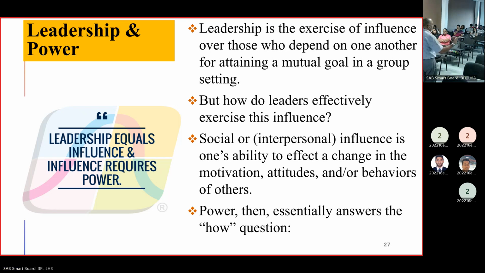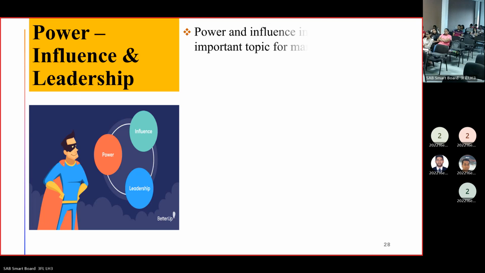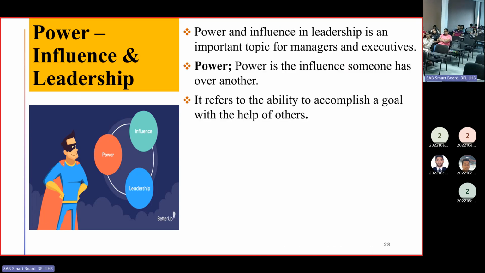So one is authoritatively, the position, the letter I call. The other one is by acceptance. Those are the two things I will discuss: position leader and emergent leader. So how do I apply the question? How do leaders influence others? So what is power? Power is the influence someone has over others. As a lecturer, I can tell you, because I have a letter of appointment, I have some authority.